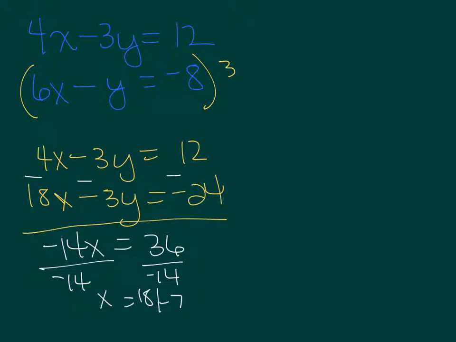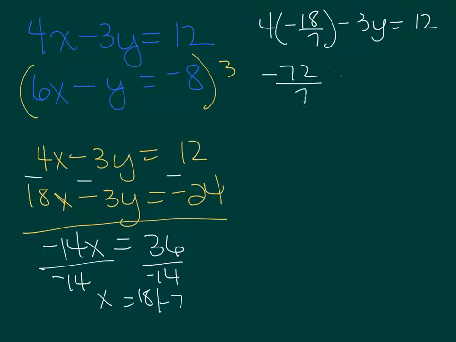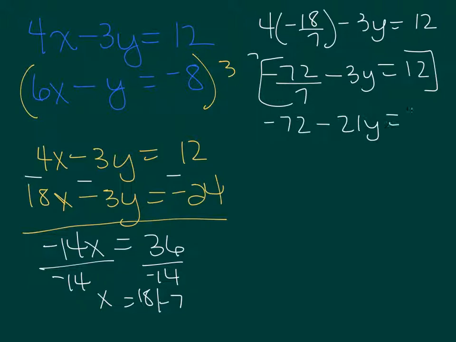Alright, so let's plug this back into the top equation and solve for y. So I have 4 times negative 18/7 minus 3y equals 12. So that gives me negative 72 over 7 minus 3y equals 12. I'd probably eliminate my fractions right now. I'd multiply everything by 7. I get negative 72 minus 21y equals 84.